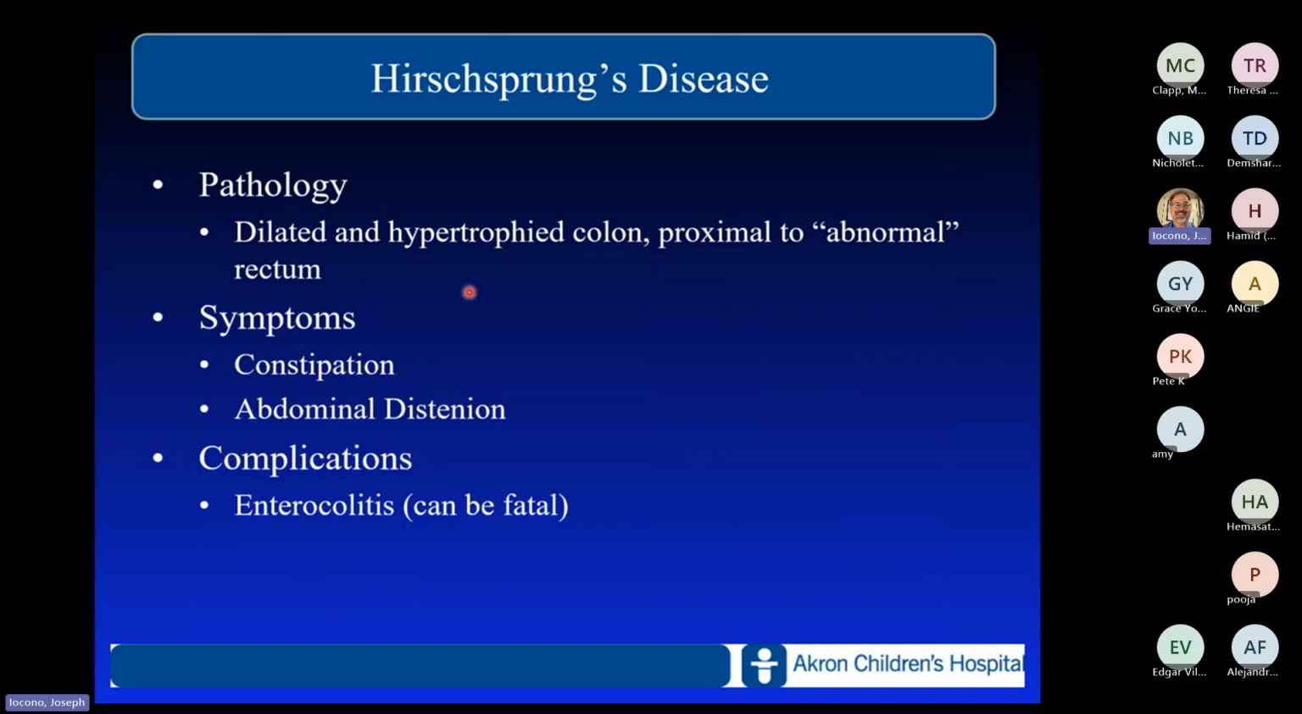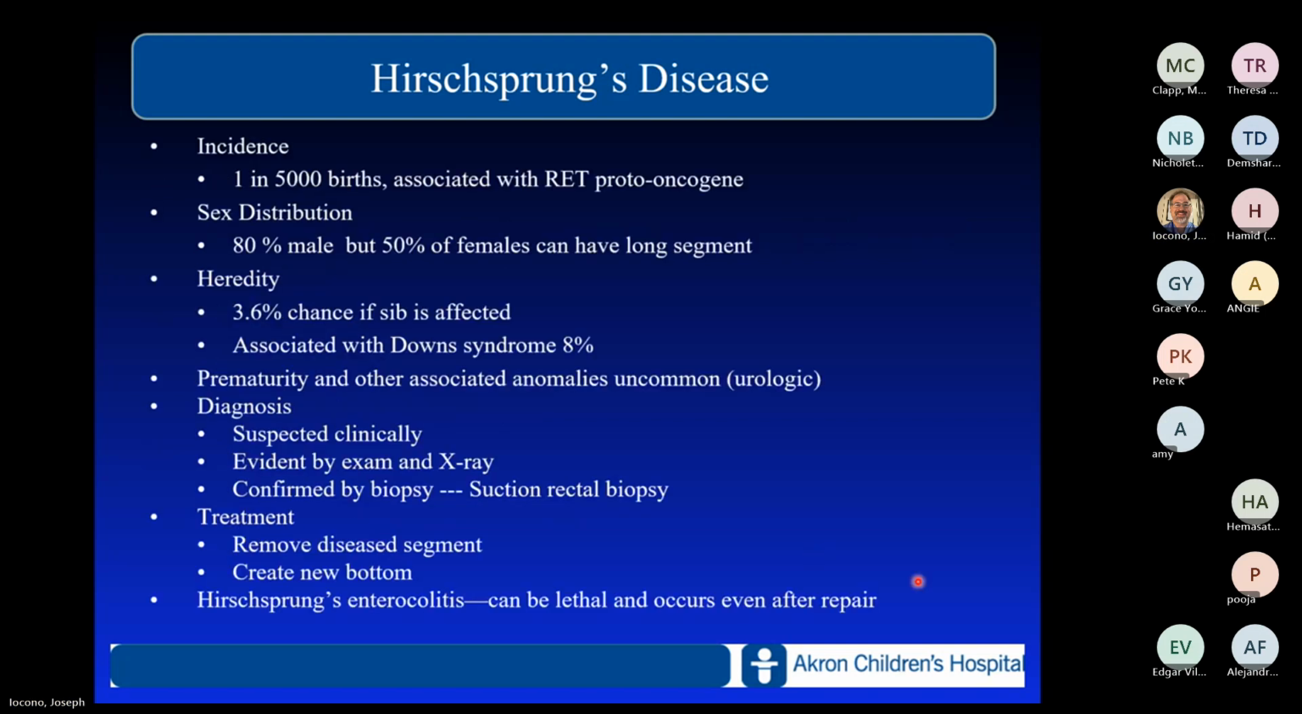So Hirschsprung's disease, a dilated hypertrophied colon proximal to the abnormal rectum. Symptoms are constipation, abdominal distension, and/or colitis. It occurs in 1 in 5,000 births, associated with the RET proto-oncogene, 80% male. You're more likely to have this if you're male, but if you're female, you're more likely to have a worse outcome or a longer segment.